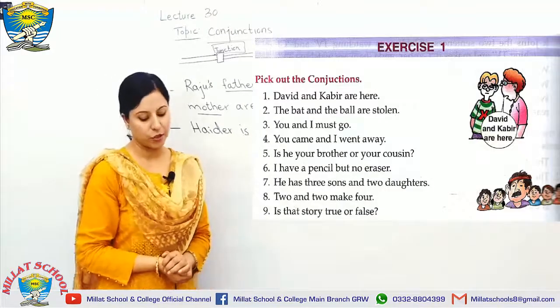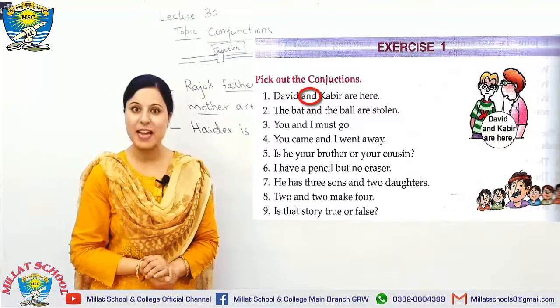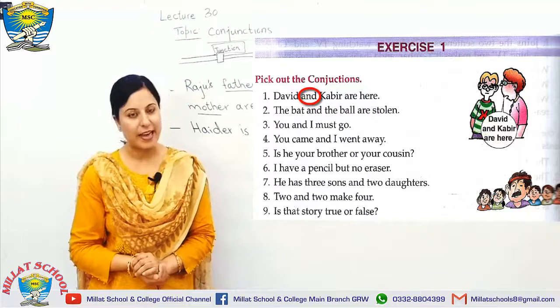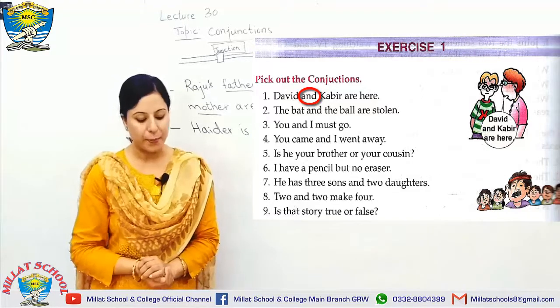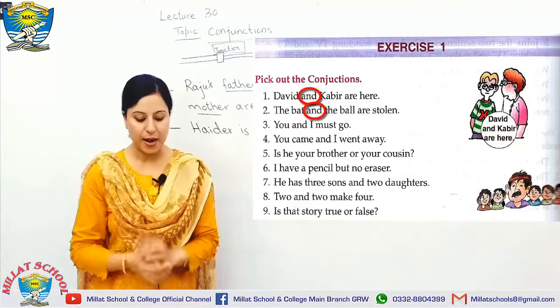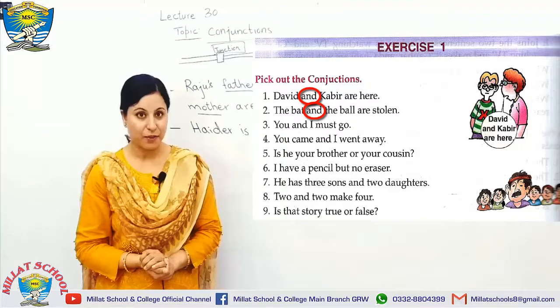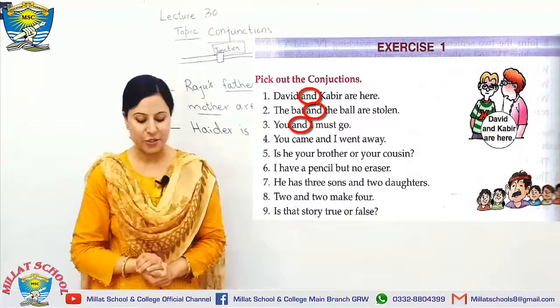Pick out the conjunctions. David and Kabir are here. And David and Kabir. So underline "and" as the conjunction. Number 2. The bat and the ball are stolen. And again. Number 3. You and I must go. You and I with you. And is your conjunction.